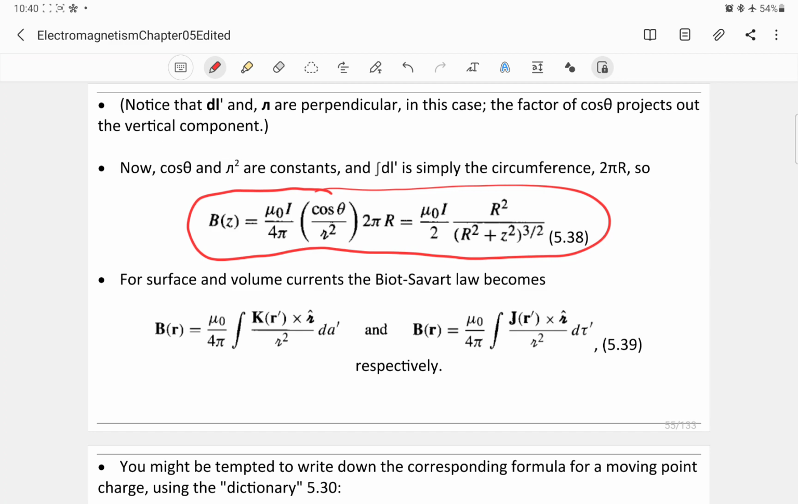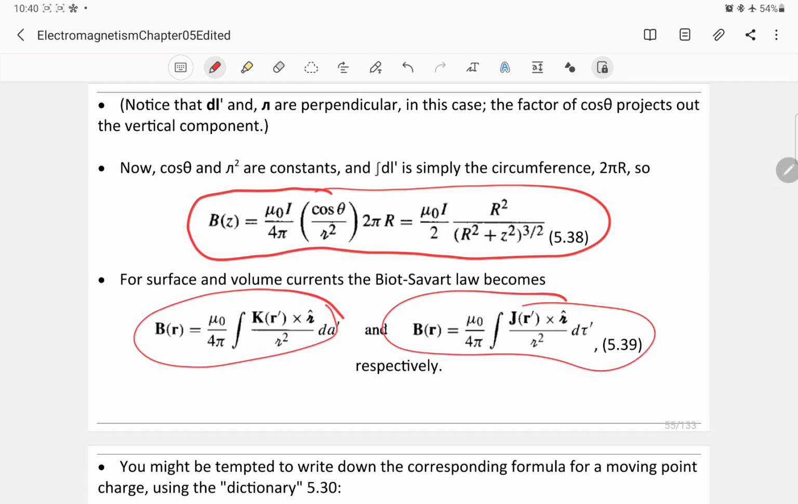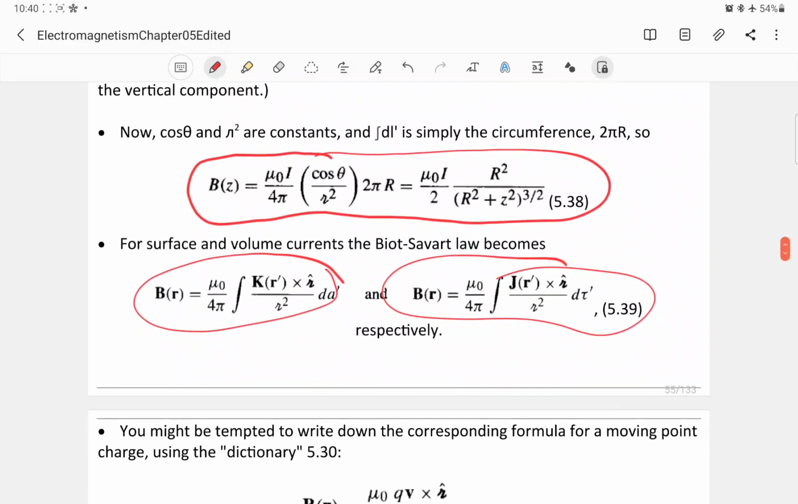By the way, for surface and volume currents, the Biot-Savart law becomes this one. It's easier to calculate currents in wires, but of course you have the formula for surface currents and volume currents.